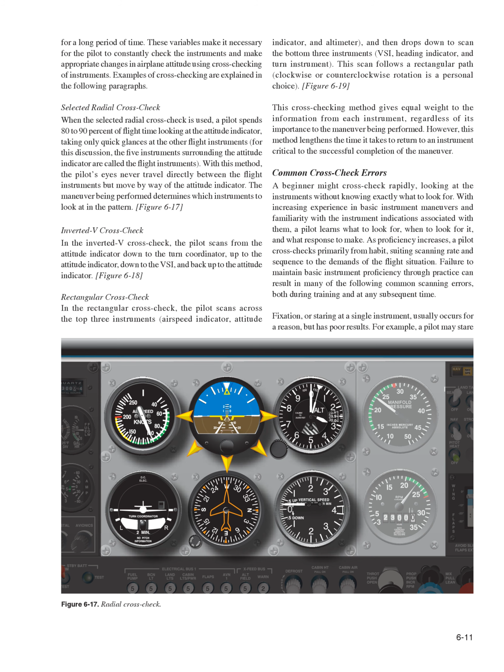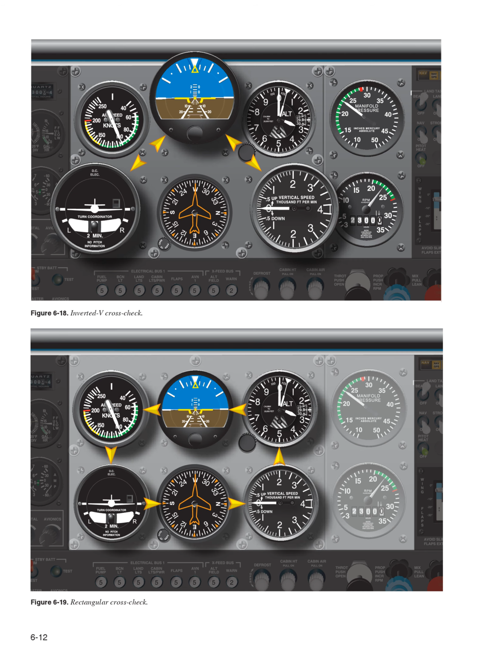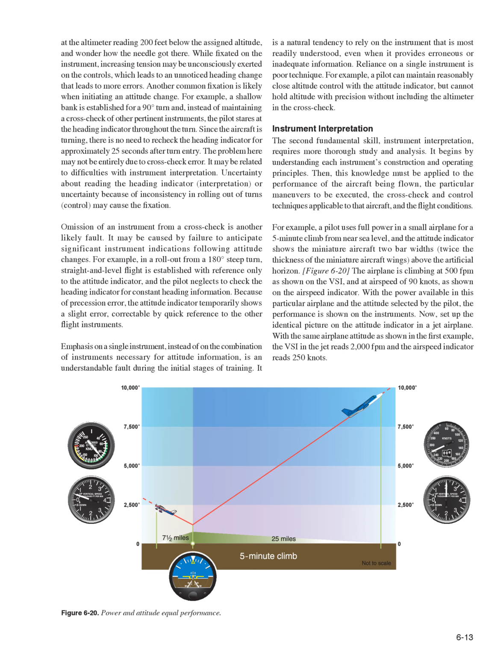Failure to maintain basic instrument proficiency through practice can result in many of the following common scanning errors, both during training and at any subsequent time. Fixation, or staring at a single instrument, usually occurs for a reason, but has poor results. For example, a pilot may stare at the altimeter reading 200 feet below the assigned altitude, and wonder how the needle got there. While fixated on the instrument, increasing tension may be unconsciously exerted on the controls, which leads to an unnoticed heading change that leads to more errors.